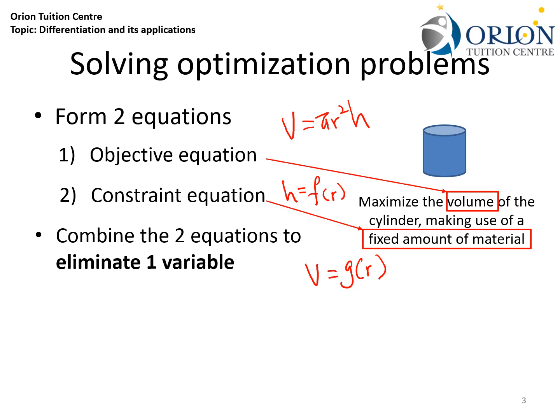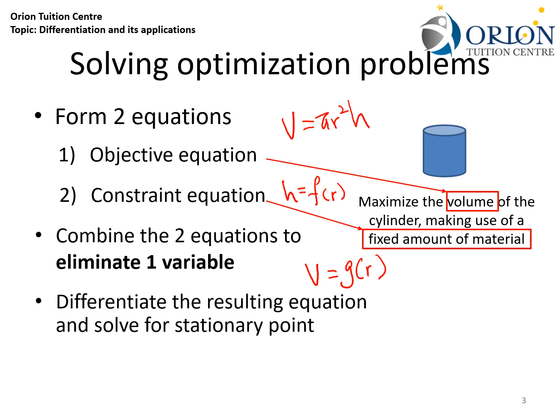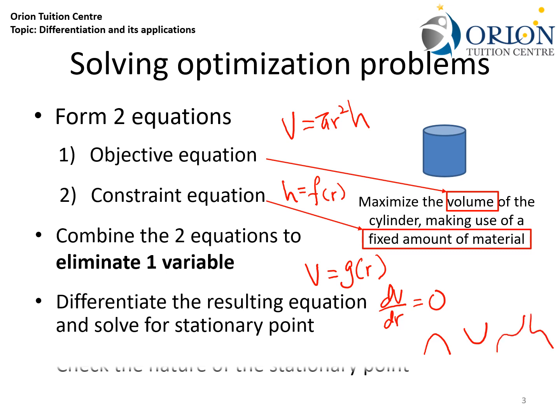Since it is now a single variable equation, we can now differentiate this single variable equation and equate it to 0 to solve for the stationary point. A stationary point is where the gradient is 0. It could be either a maximum point, a minimum point, or a point of inflection. Thus, we will need to check for the nature of the stationary point once we find it. The test for the nature will be covered in the next two pages.